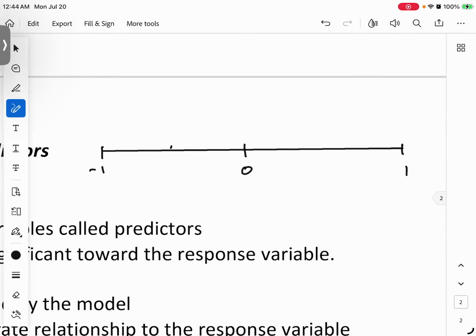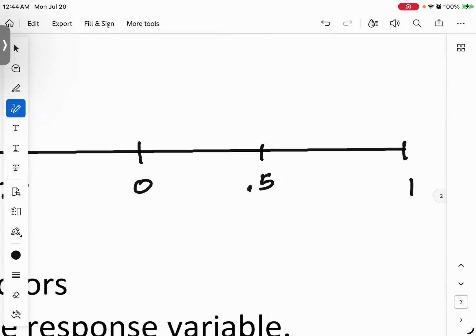And anything like -0.5 was moderate, and something like positive 0.5 would also be considered moderate. And something like 0.3 or -0.3 was weak. Then we had 0.8 that was strong.